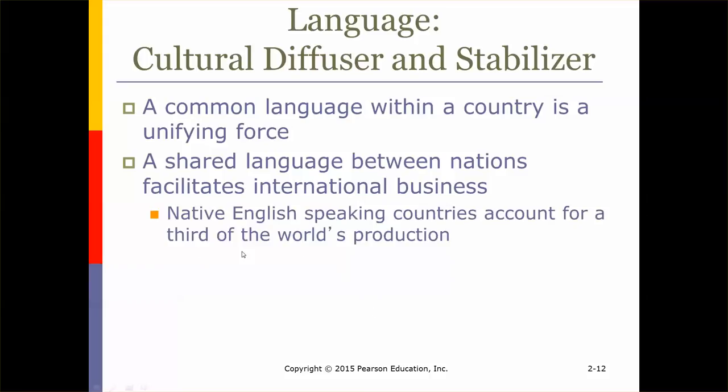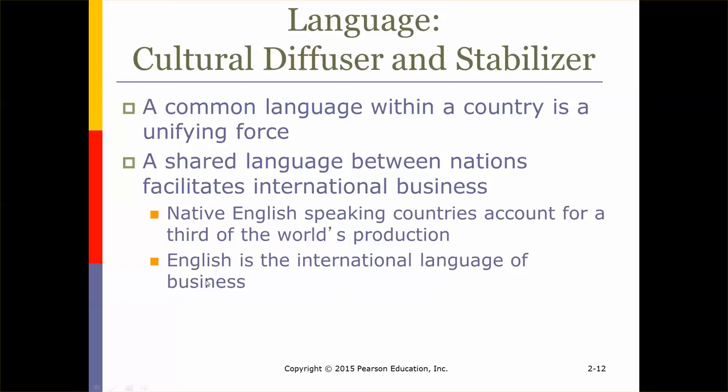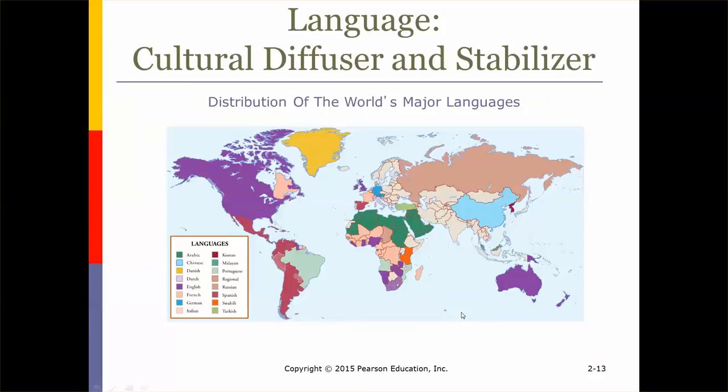Native English-speaking countries account for 1/3 of the world's population, and historically, that's where many American businesses have focused. English is considered to be the international language of business, and that may or may not be the case historically, but that's where it's at currently.